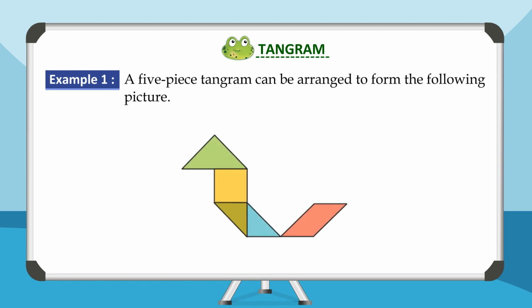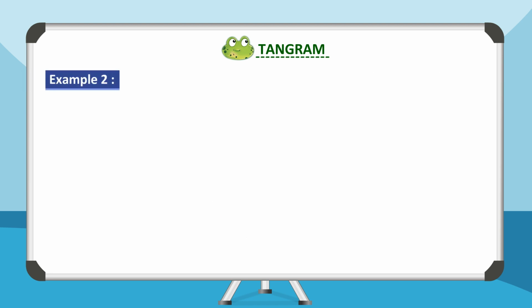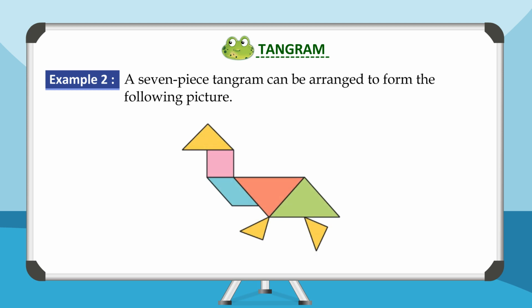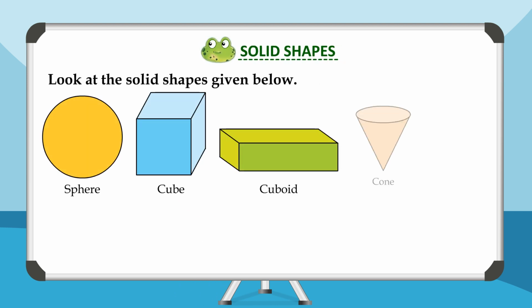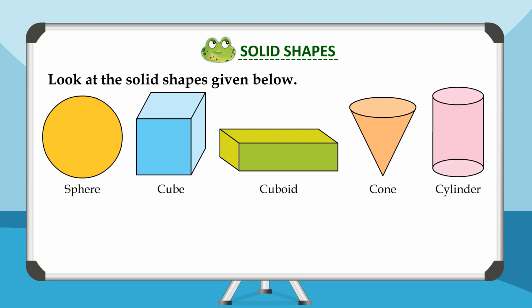Example 1. A 5-piece tangram can be arranged to form the following picture. Example 2. A 7-piece tangram can be arranged to form the following picture. Solid shapes. Look at the solid shapes given below: sphere, cube, cuboid, cone, cylinder.